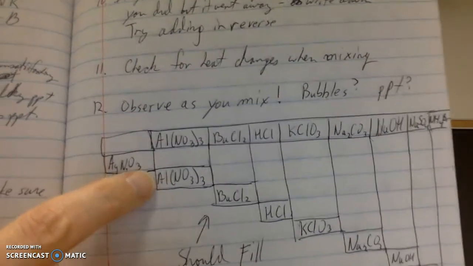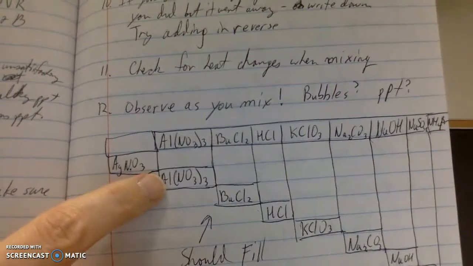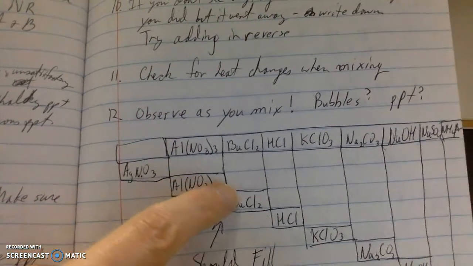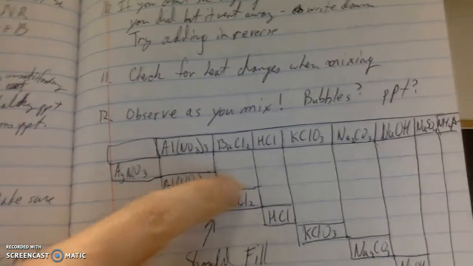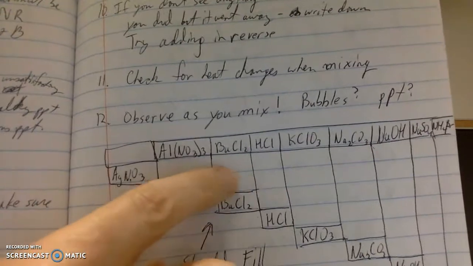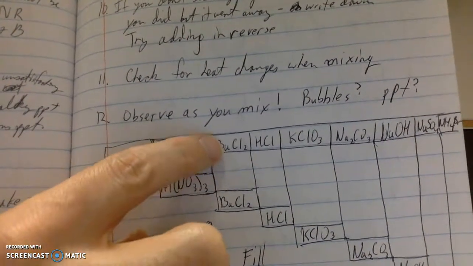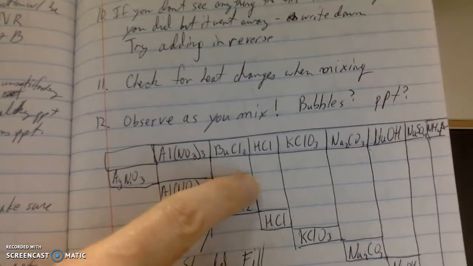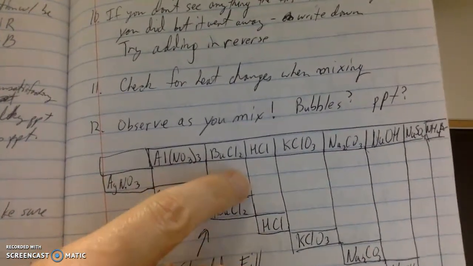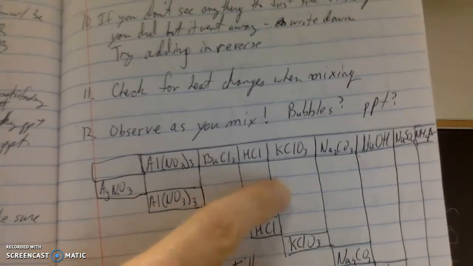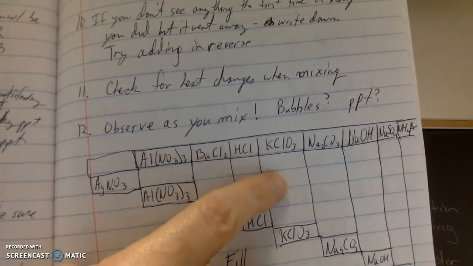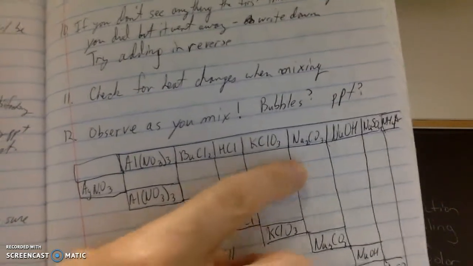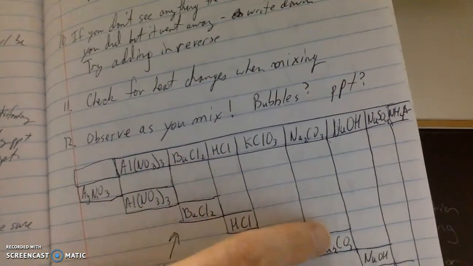Okay, so I filled them up with the aluminum nitrate, and now I am going to move across the row, and as I'm moving across the row, I'm adding barium chloride, and I'm going to see how that reacts. And then I'm going to add hydrochloric acid, see how that reacts. I'm going to add the potassium chlorate, and then sodium carbonate, and so on. And I'm going to work my way across.